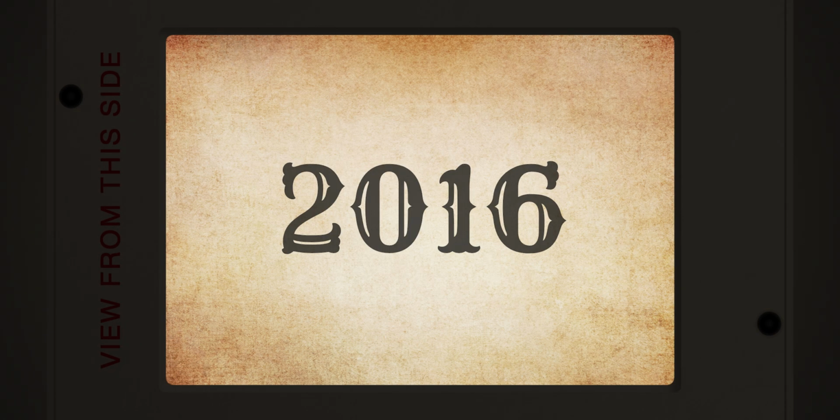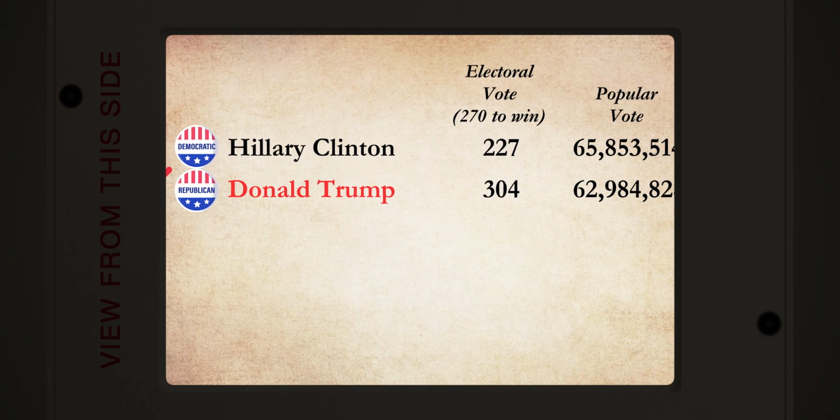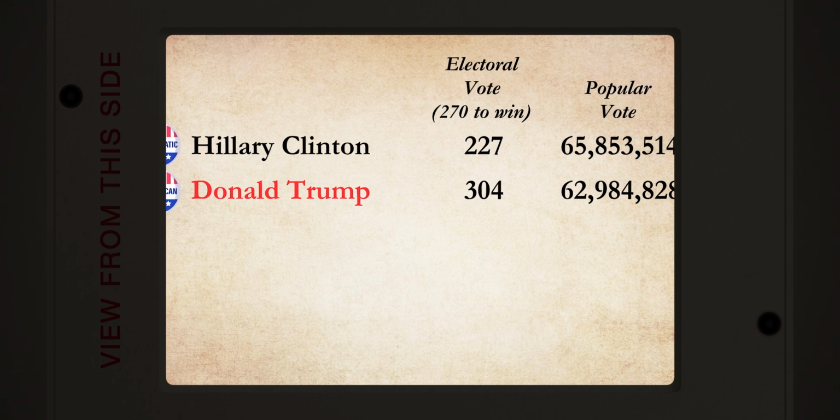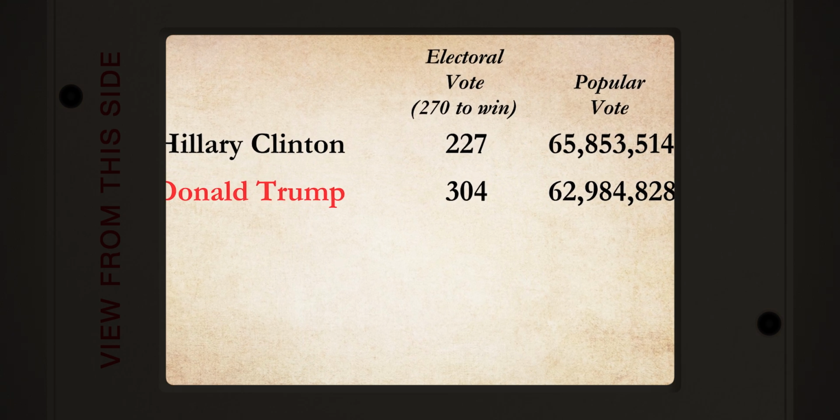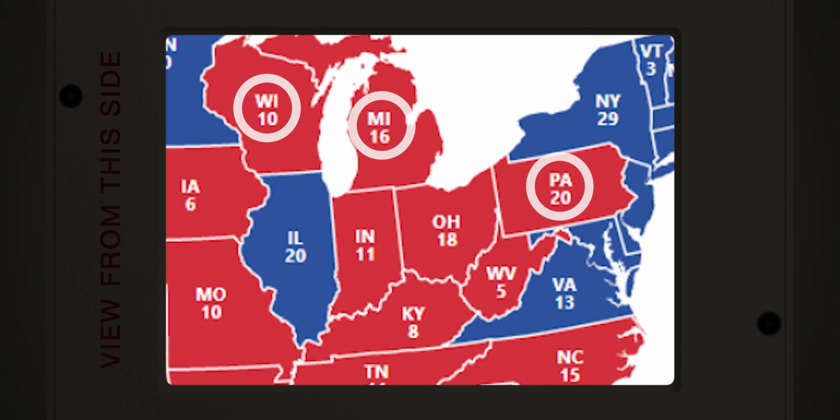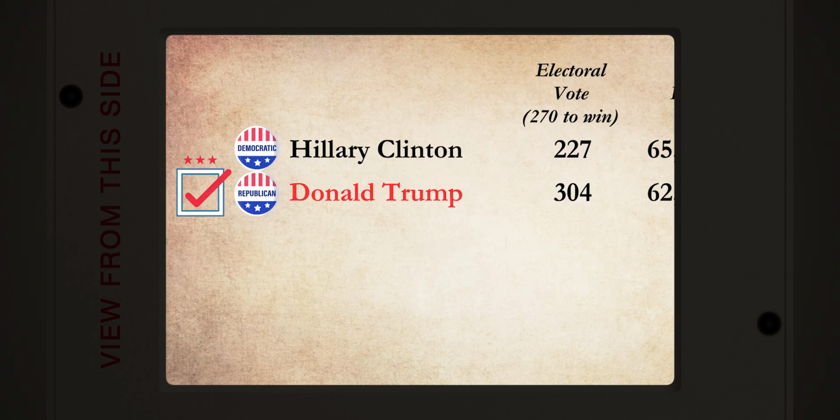Finally, 2016. Now, this time, Hillary Clinton won the popular vote by nearly 3 million more votes nationwide. However, because of the particular states that Donald Trump won, especially Michigan, Wisconsin, and Pennsylvania, Trump ended up with more electoral votes than Hillary Clinton, and he became the president.